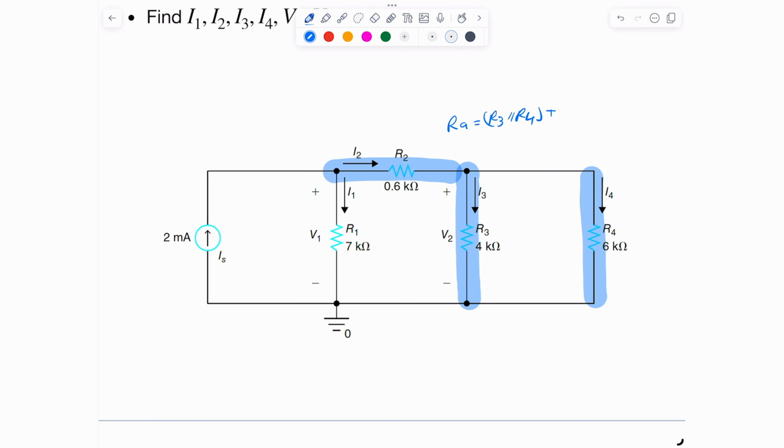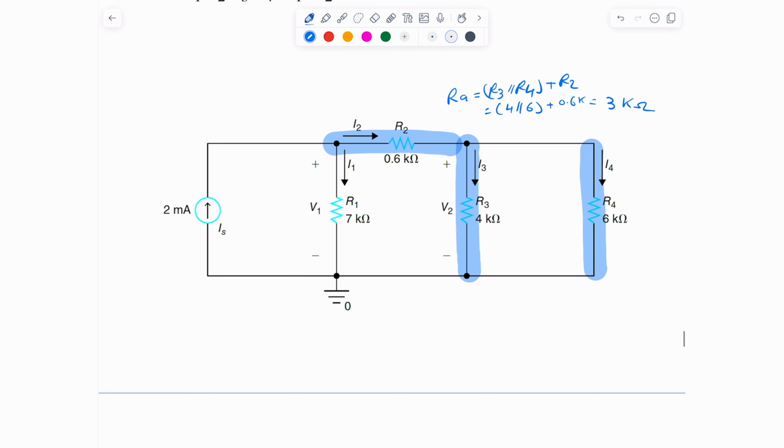That's simply, if we put the values, 4 in parallel with 6, plus 0.6. And we're dealing with kilo ohms all over. So I'm going to compute that, and we get 3 kilo ohms. So let me redraw that circuit with that 3 kilo ohm in here.